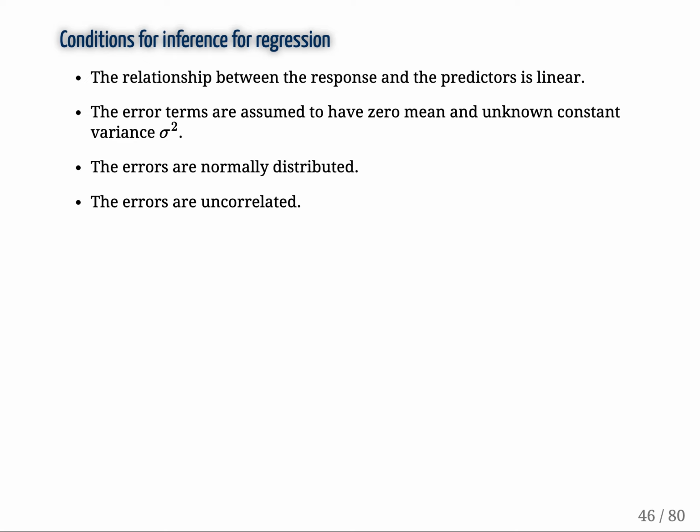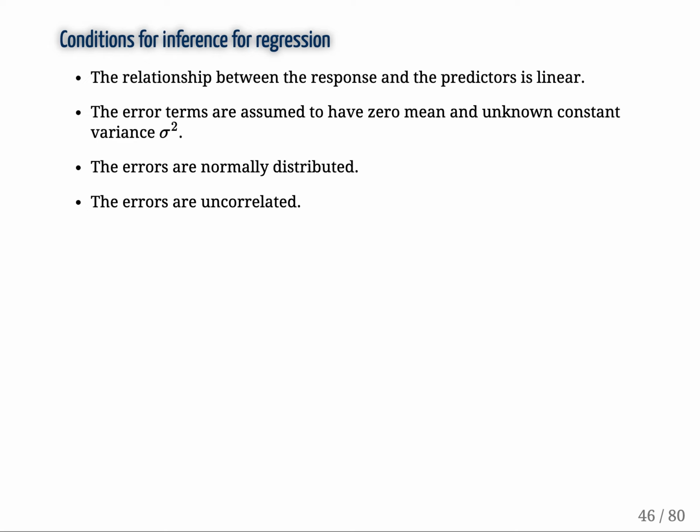These are the assumptions we made about the regression fit. First, the relationship between the response and the predictors is linear. The error terms are assumed to have zero mean and unknown constant variance sigma squared. Errors are normally distributed. Errors are uncorrelated. Taking together the last two assumptions, errors are normally distributed and errors are uncorrelated, imply that the errors are independent random variables. Now we are going to use residuals to check the validity of these assumptions.